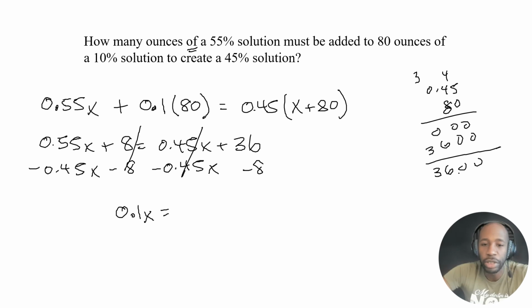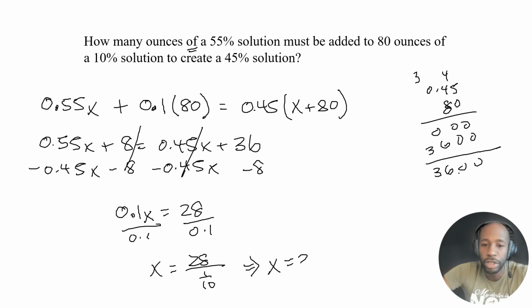So that's going to be 0.1x equals 36 minus 8, which is 28. Divide by 0.1. It helps me to look at this as a fraction: equals 28 divided by 1 over 10. So that's 28 essentially times 10. So x equals 280 ounces.